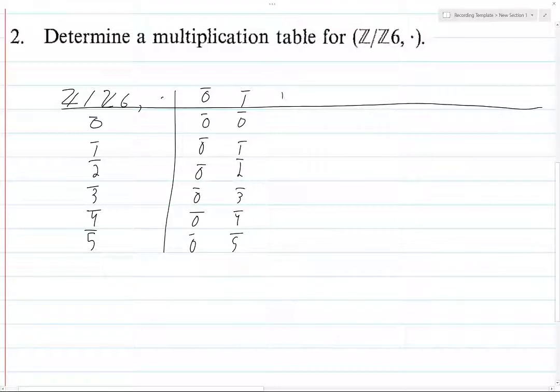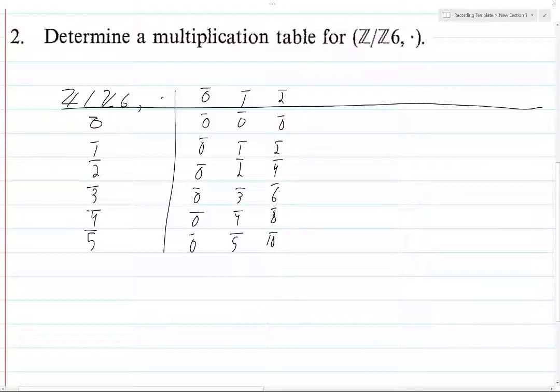How about 2? Okay, 0 times 2 is 0, then we get 2. 2 times 2 is 4, 3 times 2 is 6, 2 times 4 is 8. 6, that doesn't exist. So 6 is 0. Then 8, 8 doesn't exist. 8 becomes 2. And this is 10. Well, that's equal to 4.